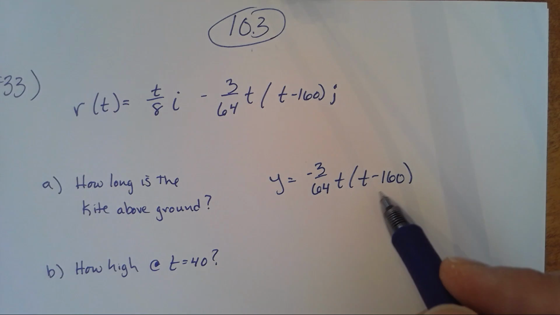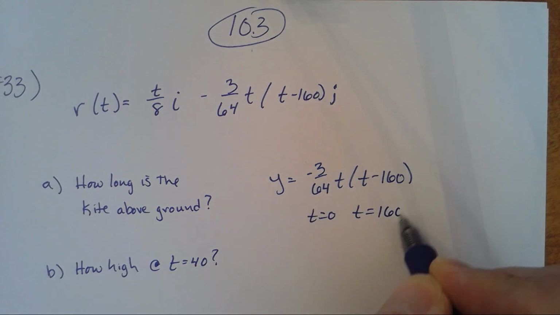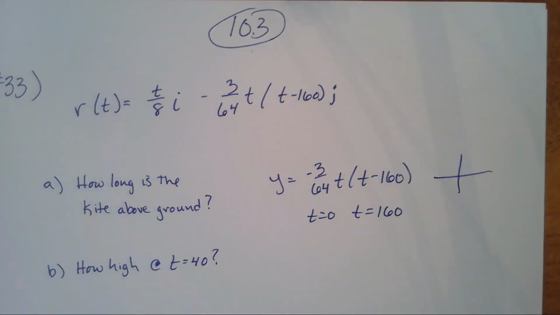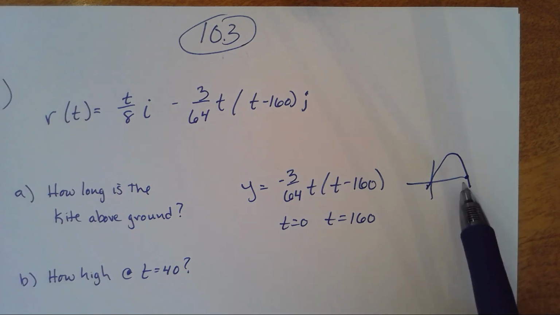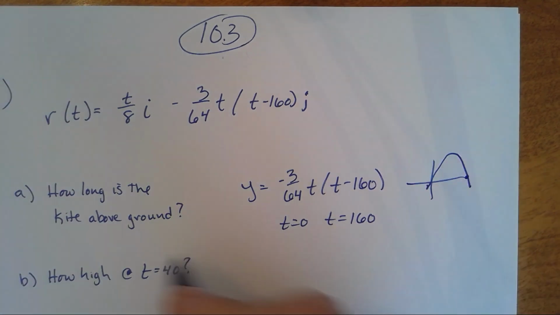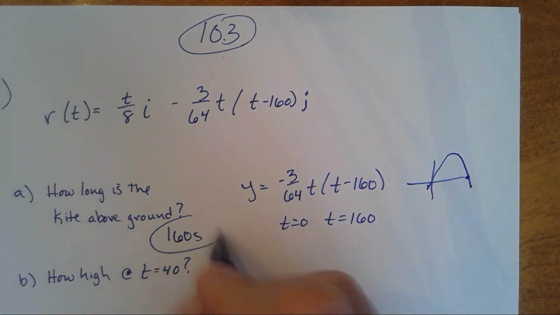it's a parabola inverted because of the negative there, so it's going to go up and down, and it's going to go until it gets to 160 seconds. So 160 seconds would be our answer to part A.